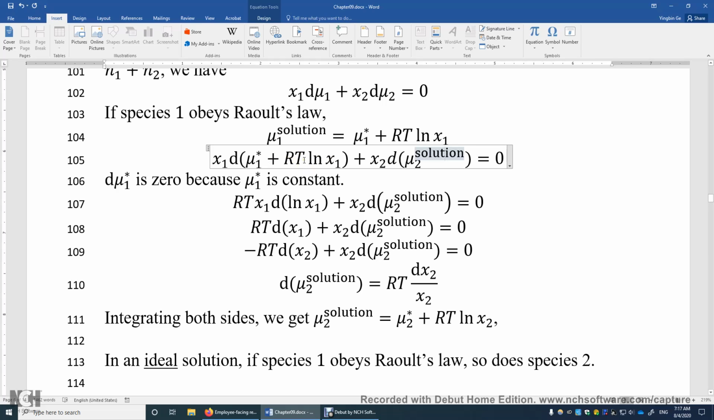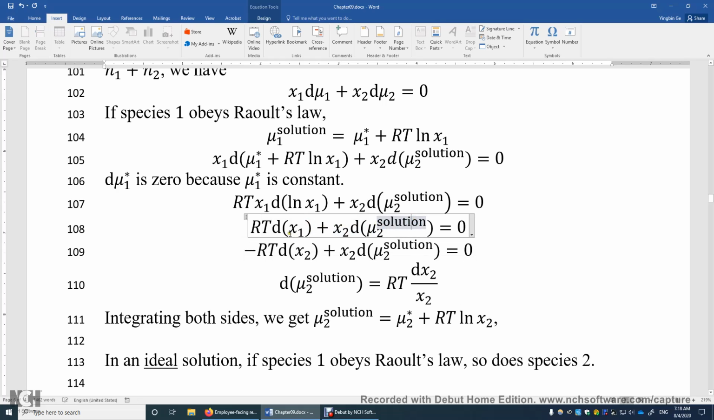We can take out R and T because they are constant. So we have RT times x1 times d ln x1 plus x2 times d mu 2 in the solution is 0. And then remember that dx is x times d ln x. Why is that? Well, the first derivative of ln x is 1 over x, so d ln x over dx is 1 over x. Therefore, x times d ln x is dx. You can do this on a piece of paper. You get this simplified, and then we copy this part here.